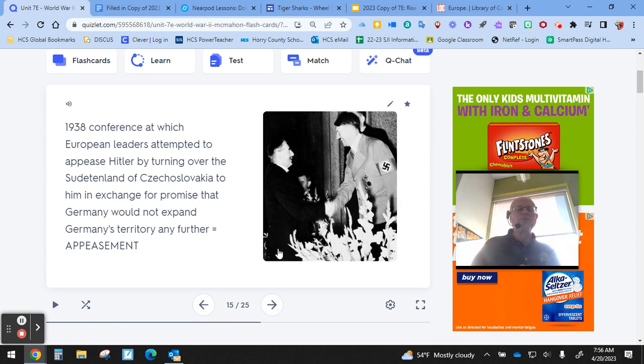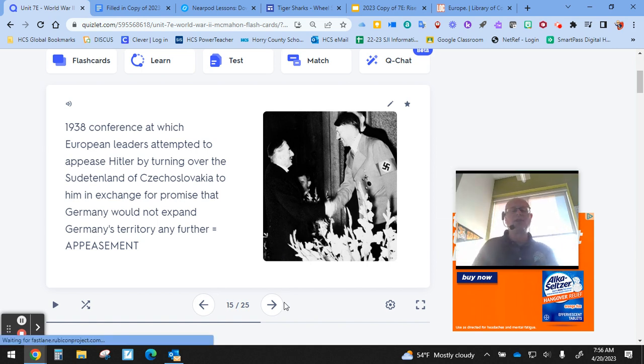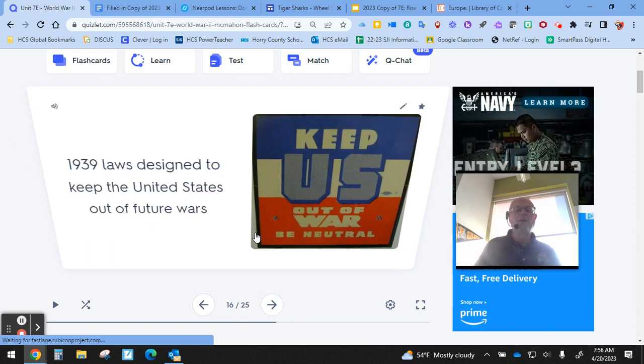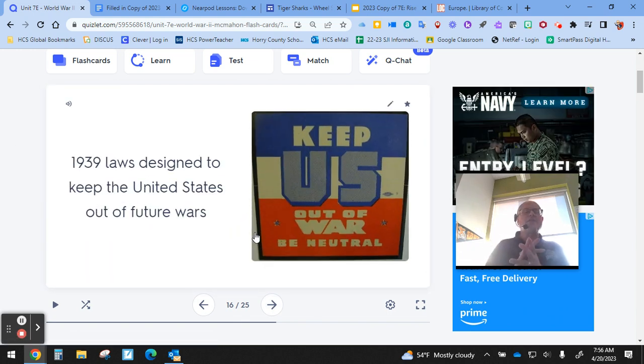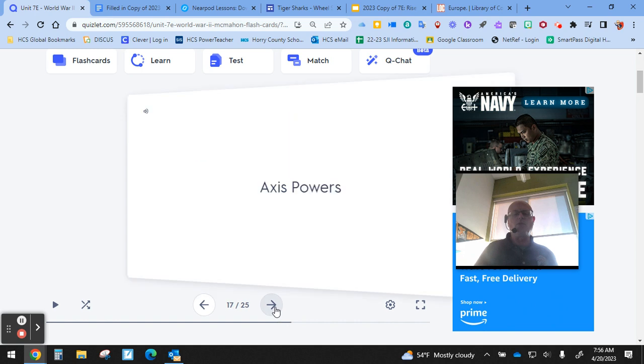Munich Conference. This is going to be the conference where Great Britain and other European leaders allow Hitler to take over parts of Czechoslovakia. They appease him because Hitler promises that he will not expand any further. He lies and eventually takes over all of Czechoslovakia. Neutrality Acts. The United States did not want to get involved in World War II. In 1939, we had the Neutrality Acts, which is going to make us stay neutral in World War II.